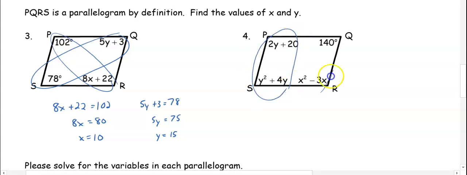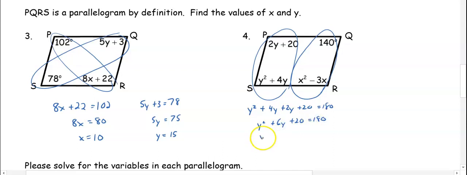In number 4, with the x and y, it's probably easier to use our consecutive angles because they have the same variables. Consecutive angles are supplementary. So we have y squared plus 4y plus 2y plus 20 equals 180. Y squared plus 6y plus 20 equals 180. We can subtract 180 from both sides. Y squared plus 6y minus 160 equals 0. We need two numbers that multiply to negative 160 and add to 6. So we have y plus 16 and y minus 10. So y is negative 16 and 10.